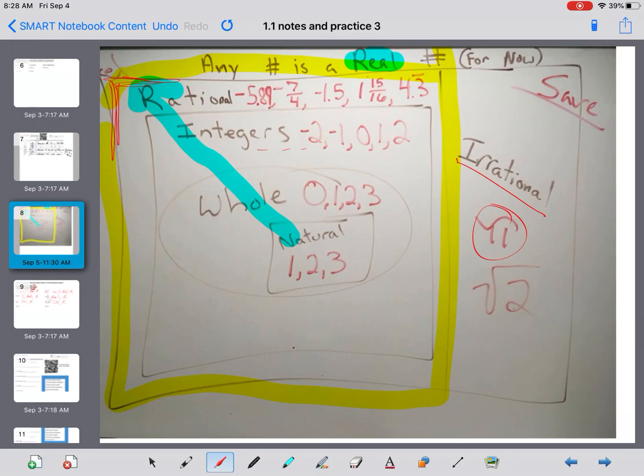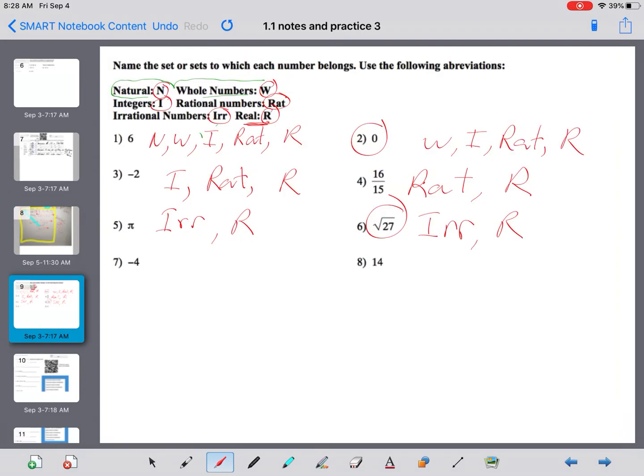Should have arrows with these. Natural numbers go this way. Whole numbers go to the right. Integers go to the left and the right, forever and ever with that pattern. So it is an integer. It's also rational, and it's also real. Last but not least, 14. That is a counting or natural number.